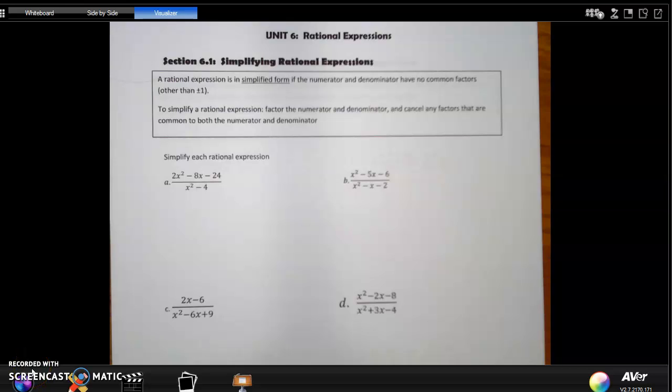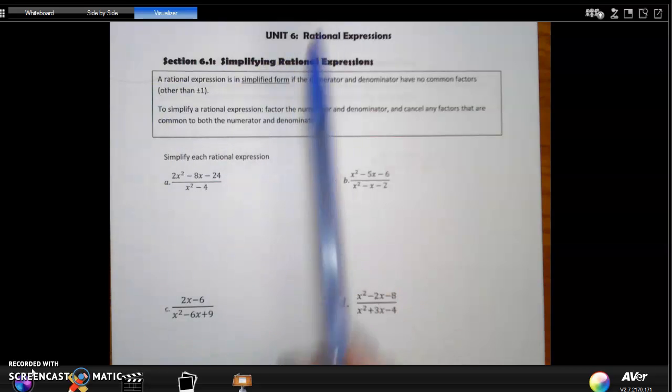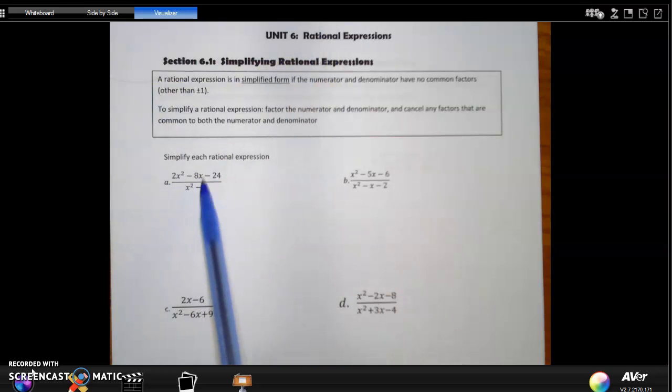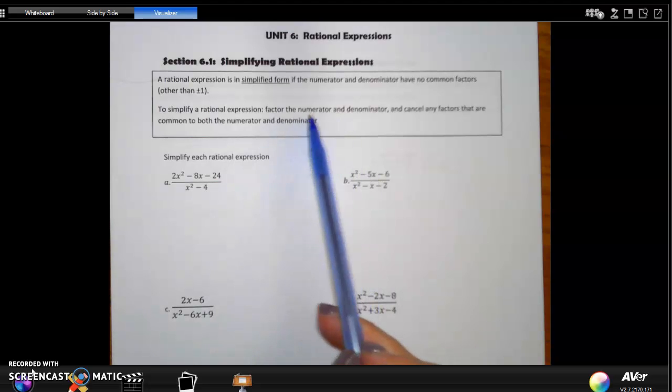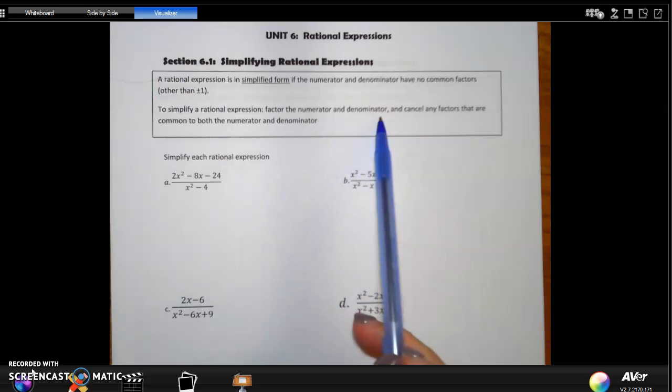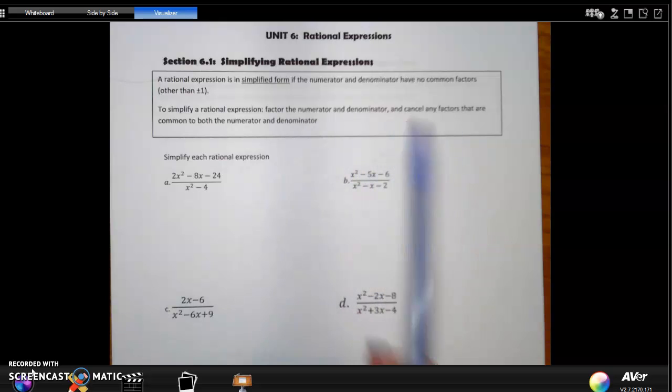We're starting a new unit. We'll be on it this week and next week. It's all about rational expressions. It has that word ratio kind of hiding in there. So all of these problems will have a numerator and a denominator that we'll be dealing with. This first section is just simplifying these expressions. So what we're going to do here is factor the numerator and the denominator and then cancel anything that we see in common in both of those.